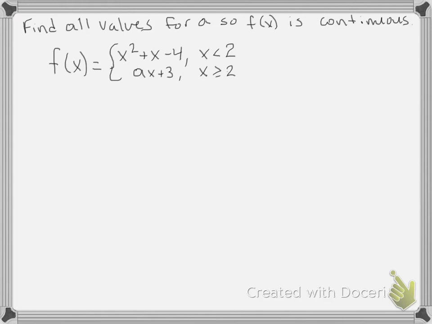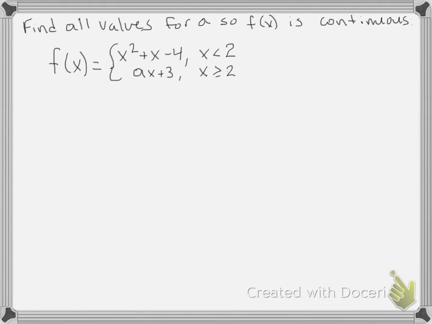If you look at each of these individual pieces, we have the piece x squared plus x minus 4. That is never going to be dividing by 0 because it's not a fraction. We have ax plus 3. I don't care what a is, some number. That's not a fraction either, so you're never going to divide by 0. So we have no removable discontinuities and no infinite discontinuities.